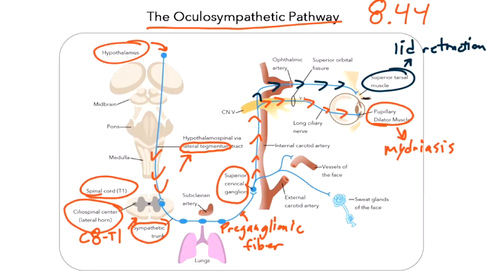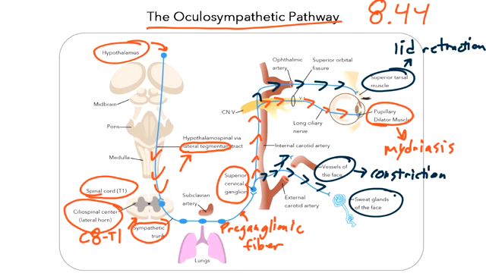It's also important to know that the superior cervical ganglion innervates the blood vessels of the face, causing constriction of the blood vessels. So denervation to this pathway would cause dilation of the blood vessels of the face, causing flushing. The superior cervical ganglion also innervates the sweat glands of the face. So if you damage that, then you're not going to have sweating.